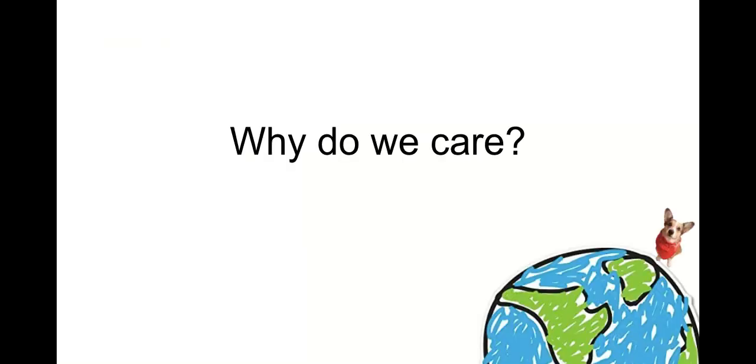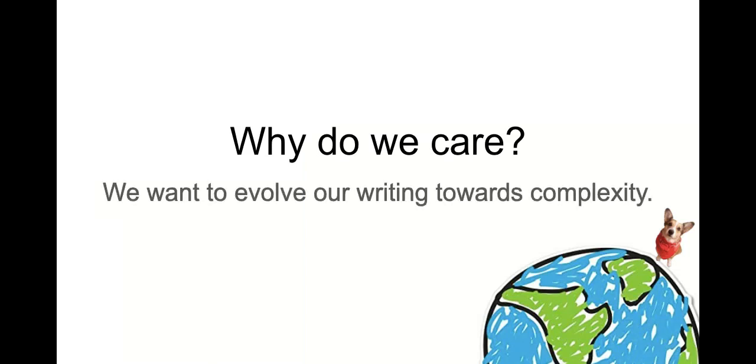So why should we care about something as small as the semicolon? Well, we want to evolve our writing towards complexity. This is why we care about the way sentences are formed, about the types of punctuation we use, and it's really important to be able to write with clarity. That means to write with a kind of clearness that allows people to understand our complex ideas. So the semicolon is helpful in a few different ways. Let's take a look.